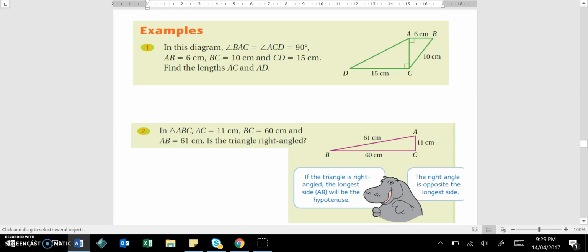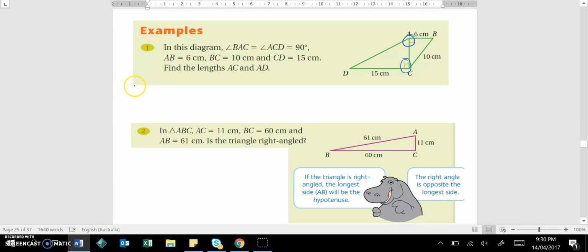Okay, a couple of problems to quickly look at. Just two, and then you can have a go at your exercise. The first one is saying, in this diagram, angle BAC is equal to angle ACD equals 90. So that's these two here. They're telling me that AB equals 6 centimeters, BC equals 10 centimeters, and CD equals 15. They want me to find lengths AC and AD.